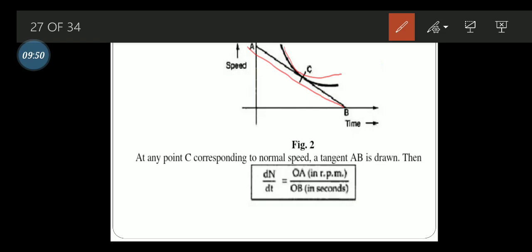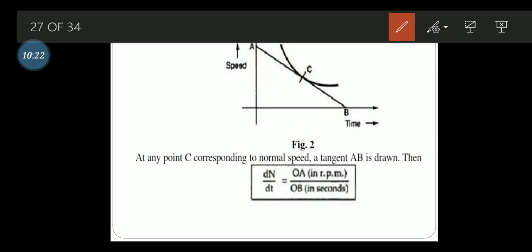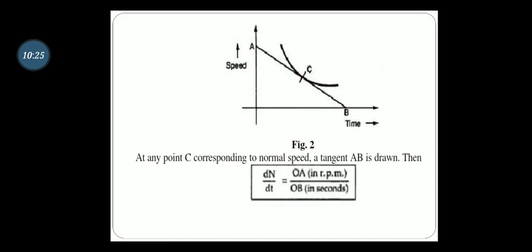The point C represents the tangent. Now you can determine the rate of change of the speed. That is the ratio of OA, which is in RPM, to OB, which is in seconds. So this gives the rate of change of speed, that is dN divided by dt.